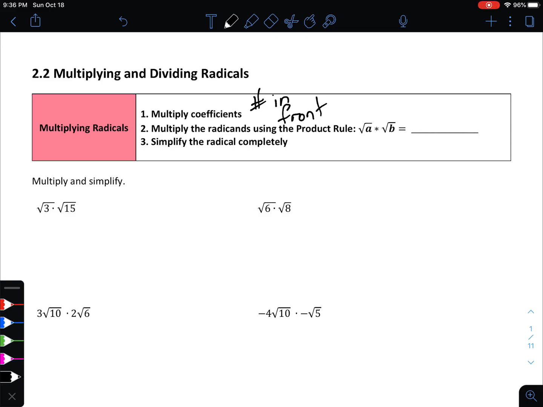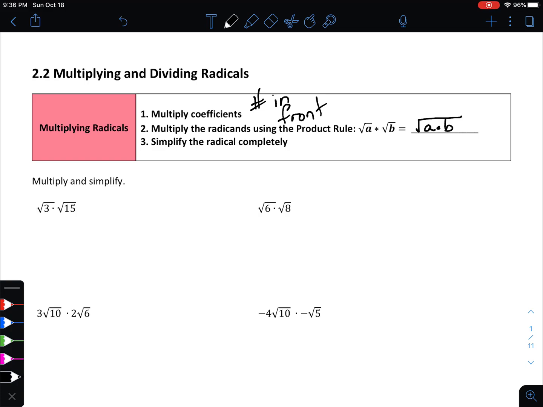Step number two then is you're going to multiply the radicands using the product rule. So here's how that works. If you have the square root of a multiplied by the square root of b, you can write those under a single radical as the square root of a multiplied by b. Once you've done that, then you can simplify the radical completely. Kind of like what we did in section 2.1, we're then going to simplify our final answer. So let's take a look at how this works.